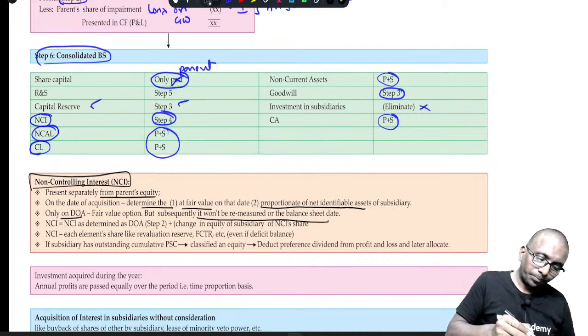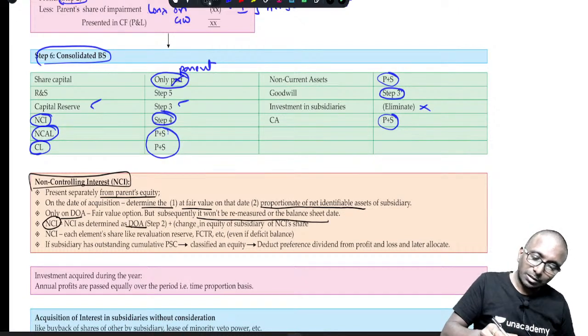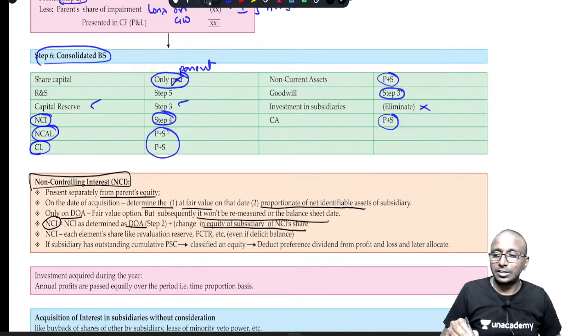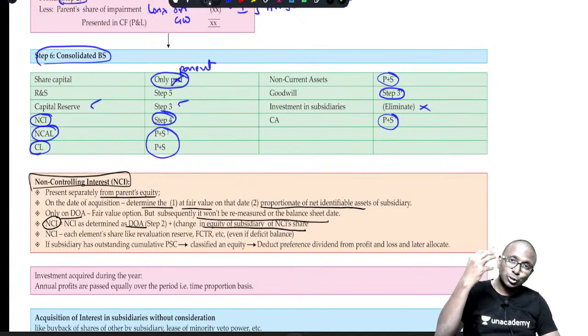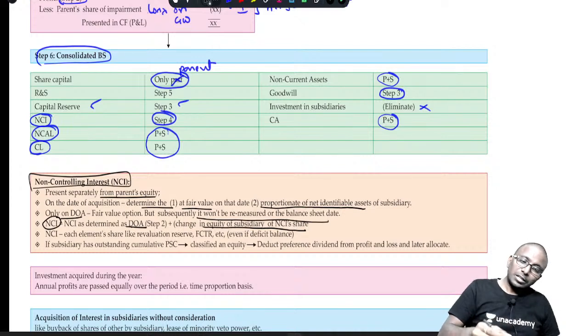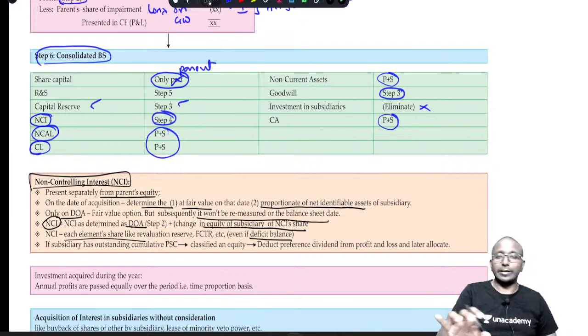Next, the NCI amount will be what you determined on the date of acquisition plus any change in the equity of the subsidiary afterwards. After the date of acquisition, whatever the changes to the equity of the subsidiary company, the NCI share will come there. Even if it is a negative balance, NCI will be presented as a negative balance.